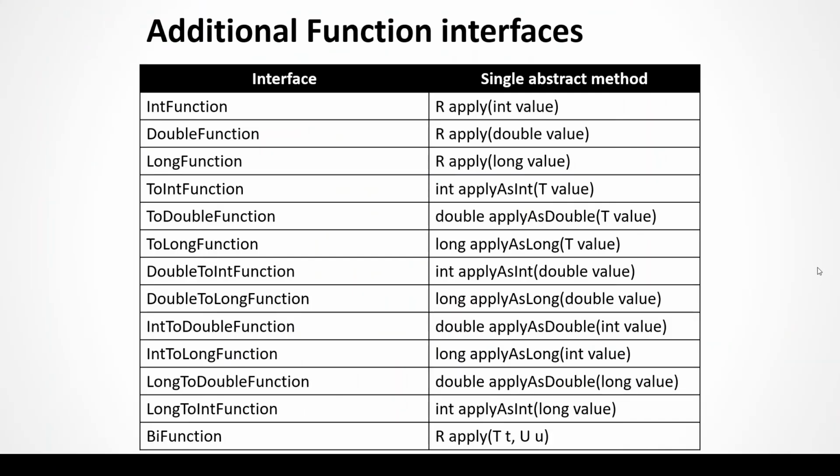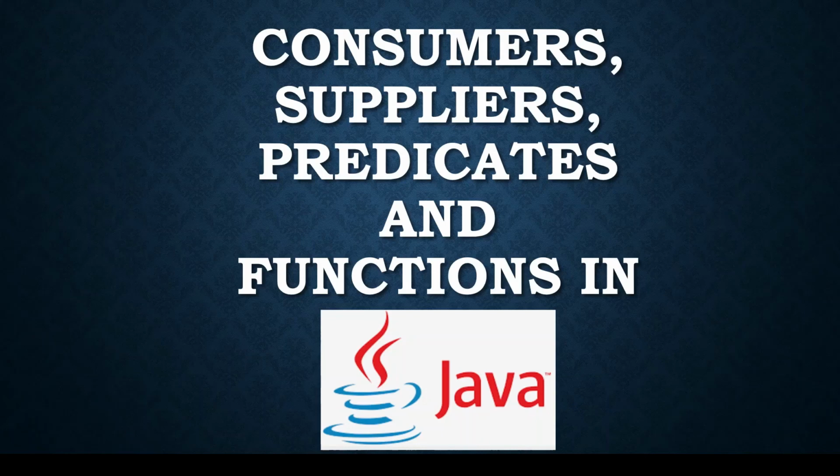There are a lot of additional function interfaces within the Java library, and these are listed in the table. These are just the variants for the primitive types, and the last one is a BiFunction which accepts 2 arguments and returns a value. So that was all about the consumers, suppliers, predicates, and the function interfaces.